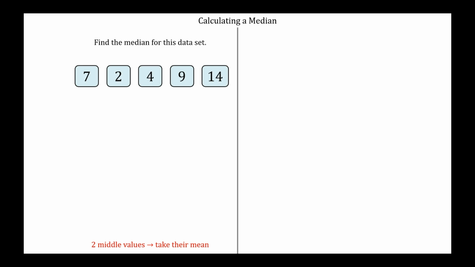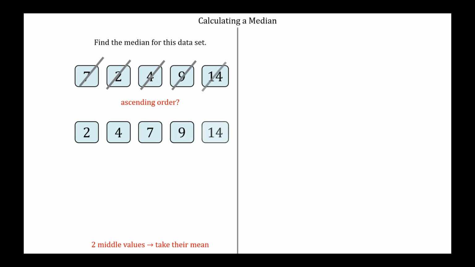So for this data set, my first step should be to arrange it from smallest to largest. So it looks like my smallest number is 2, so I'm going to cross out and write 2. Second smallest is 4, so I'm going to cross out and write 4. Then I'm going to have 7, 9, and 14.